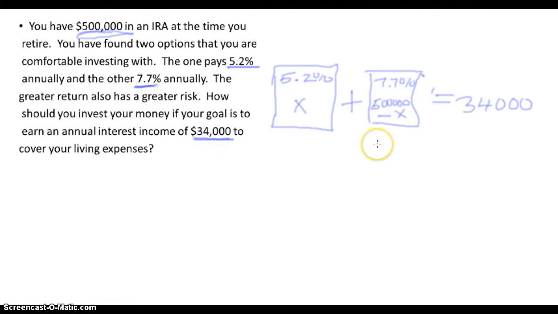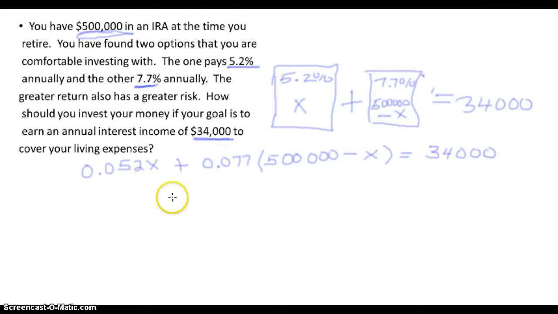At this point, I'm ready to make my equation, so I need to change my percents to decimals. So 0.052, moving my decimal place 2 places, x. And then I'm going to add from the other account 0.077. I need to use parentheses here because I have an expression. I have the 500,000 minus the amount that went in the other account, and my goal from both of those investments is to earn $34,000.